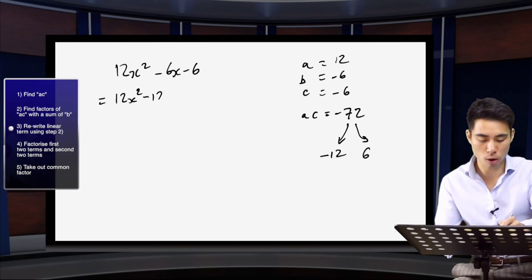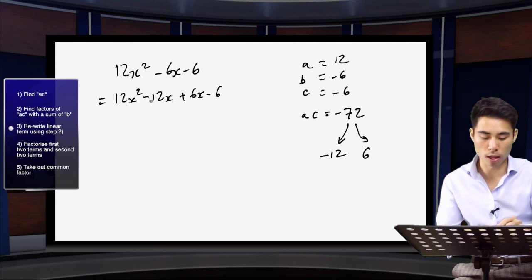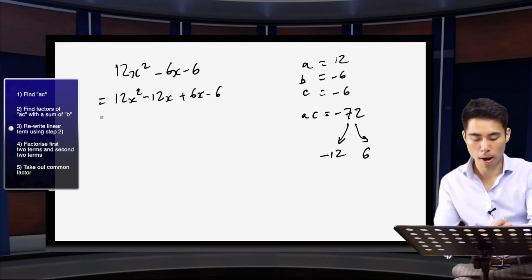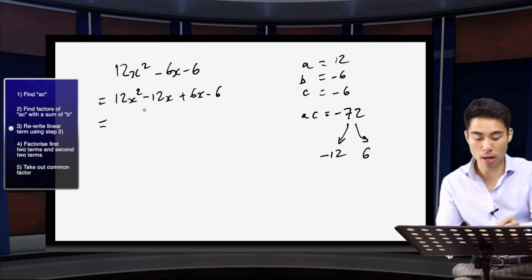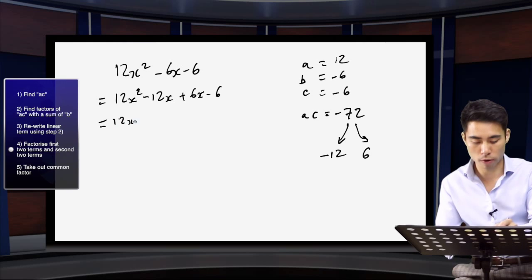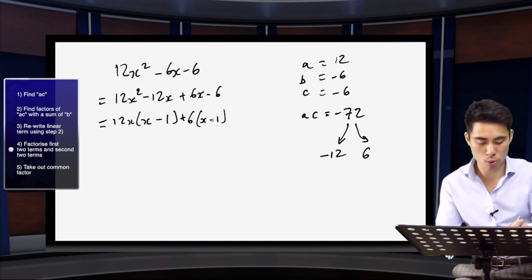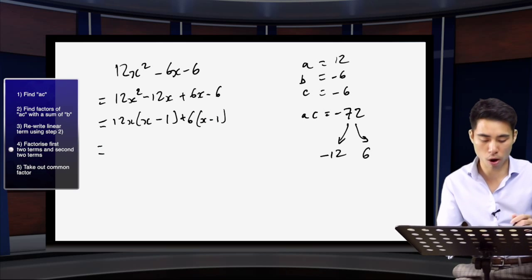So it's going to be minus 12x plus 6x minus 6. And just notice here, of course, you could switch these two terms around. Now moving on to the next step, we need to factorise our first two terms and then our second two terms. Clearly you can see 12x is common to both of the first two terms, leaving me with x minus 1 in the brackets. And then outside I've got 6, common to both of those two terms, leaving me with x minus 1 here to get to my second block.